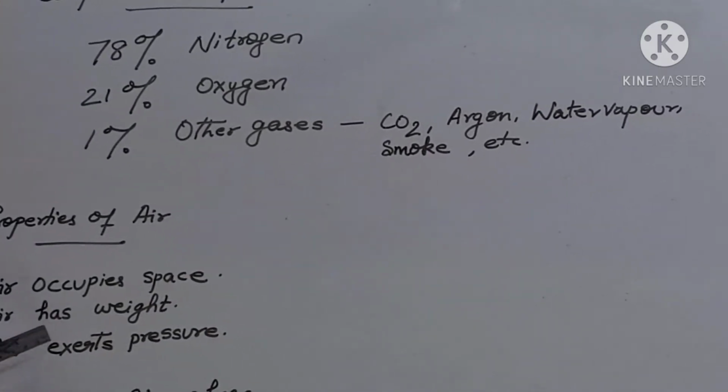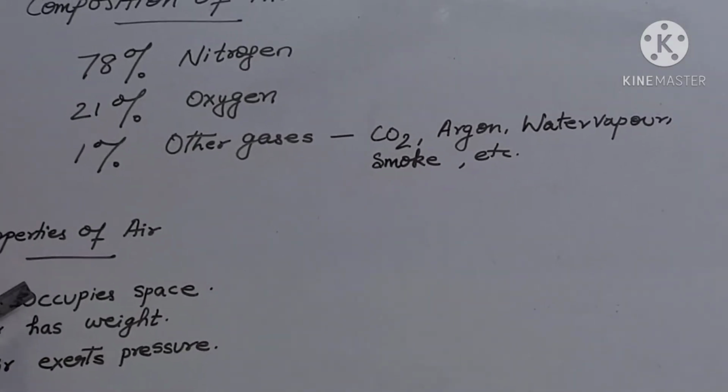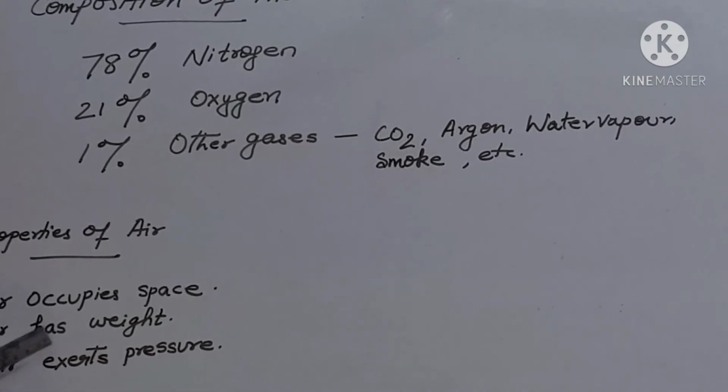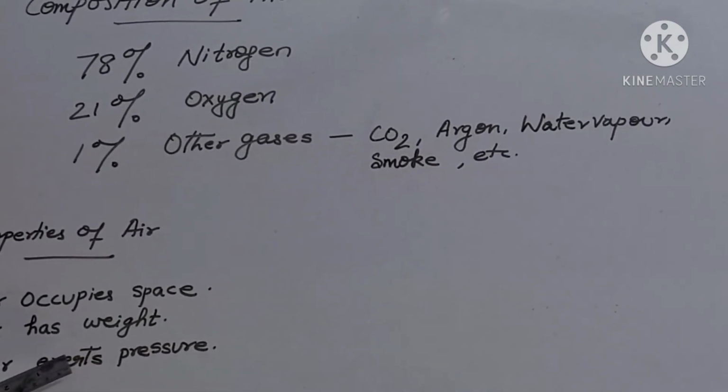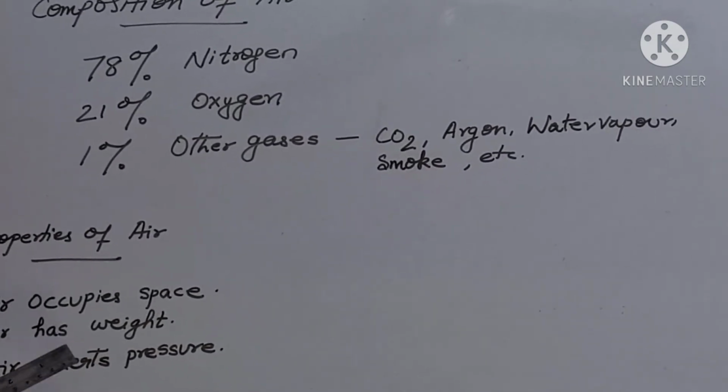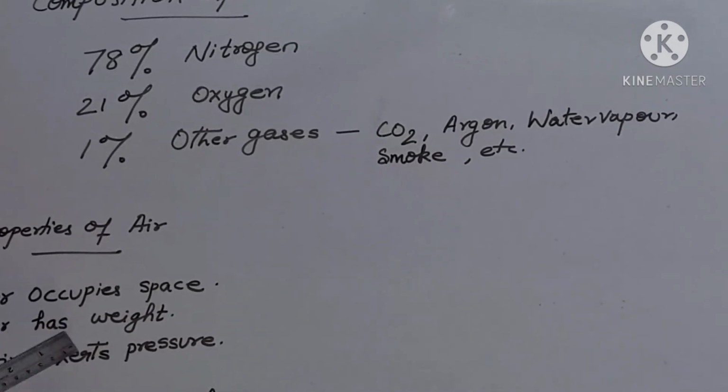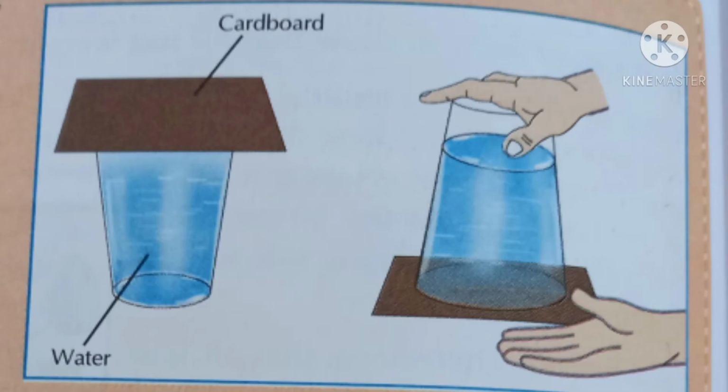Last property, air exerts pressure. We have just learned that air occupies space and air has weight. Anything which has weight also exerts pressure. Thus, air also exerts pressure. Air exerts pressure in all directions, which can be understood by the following activity.